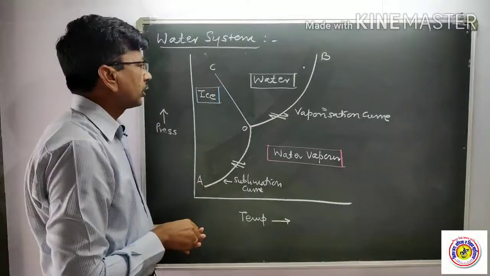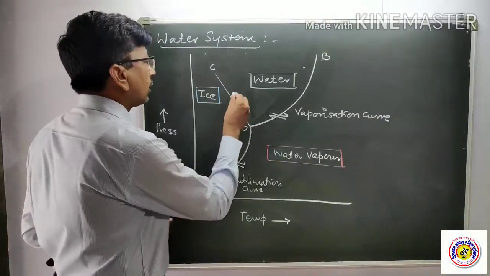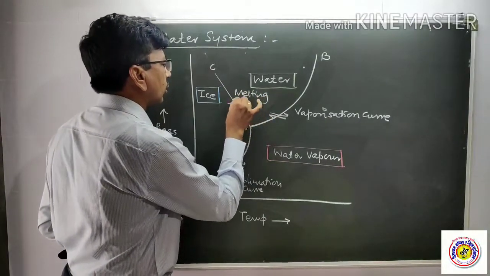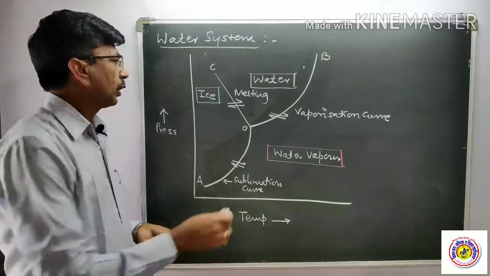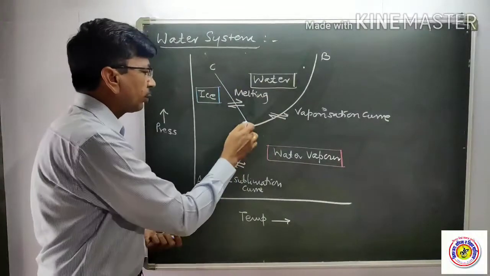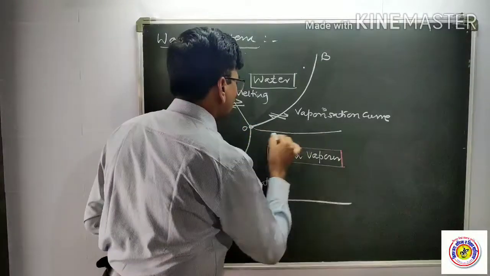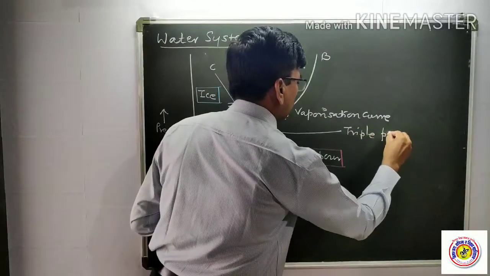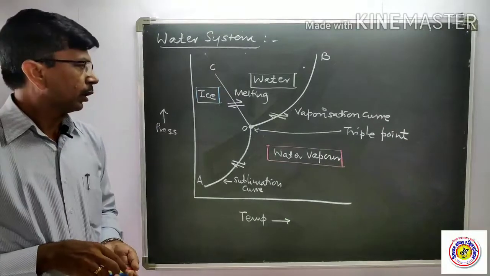While the third curve OC, which is a straight line, is called the melting curve or fusion curve, where there is an equilibrium between the ice and water. Now when these three curves meet at a point, that point is called O, or the triple point of the water, which is the important point in the diagram.